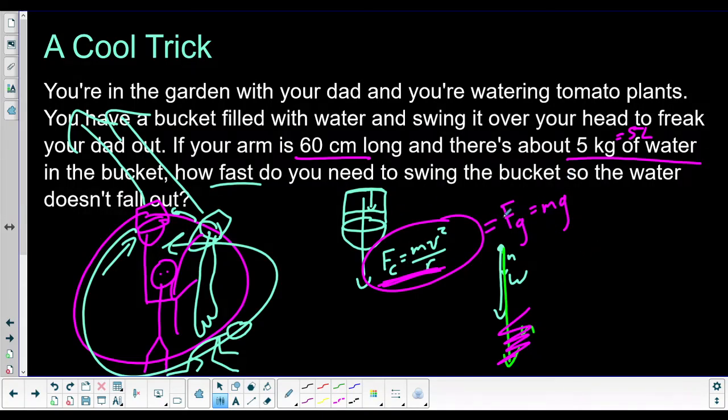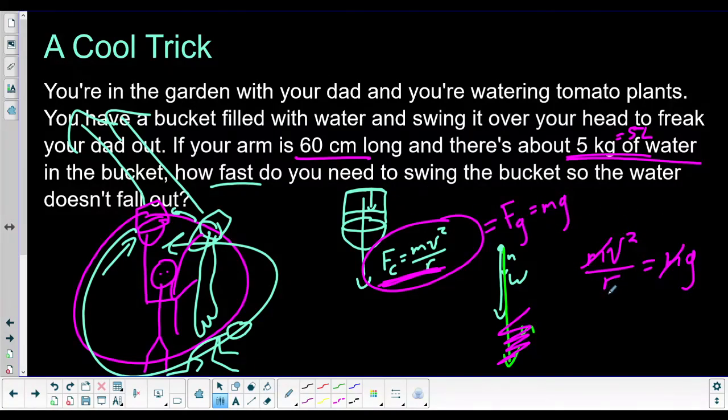So here's the physics. The math is easy. mv squared over r equals mg. The m's cancel. So I gave you that there's 5 kilograms of water, but this will work with 100 kilograms of water or no water or anything. It would work with an empty bucket, right? Which is kind of interesting, I think. All right. So we want v. How fast do I swing the bucket?